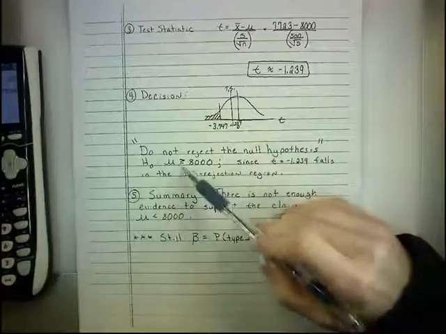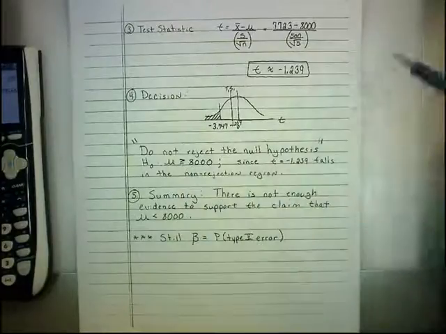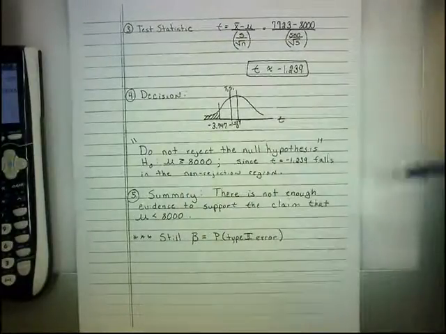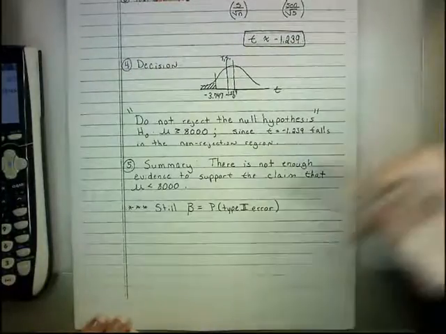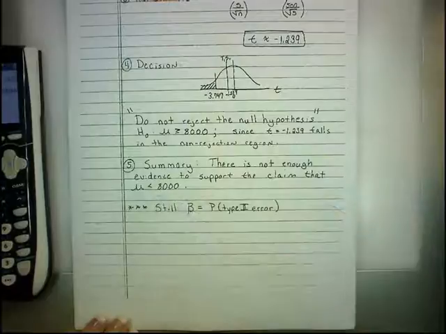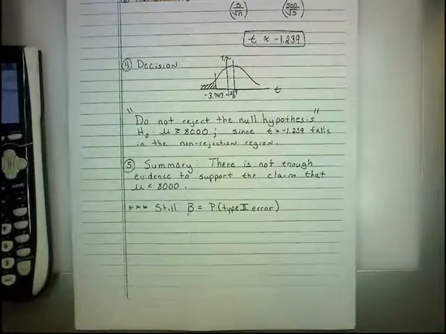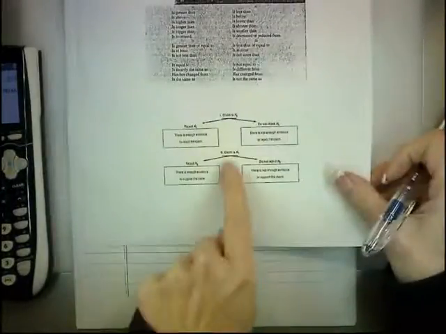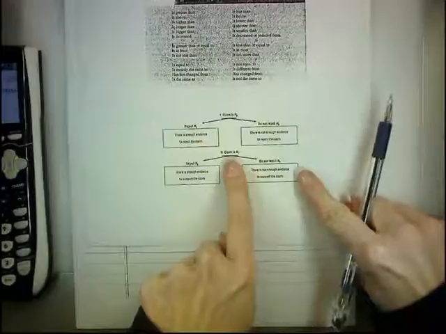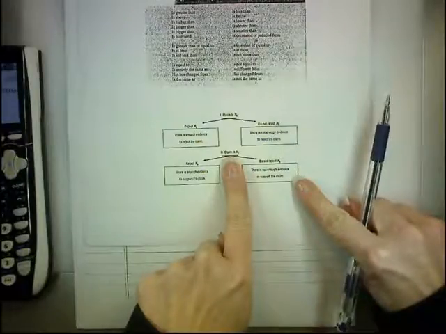And the null statement again said greater than or equal to 8,000, so we're not rejecting that null statement. That means there's not enough evidence to support the claim that it's below 8,000. You can still go to that sheet. Eventually you'll catch on to these summaries, but if not, always go to the sheet. The claim was the alternative that it was below 8,000, and we do not reject the null. There's not enough evidence to support the claim that it's less than 8,000.